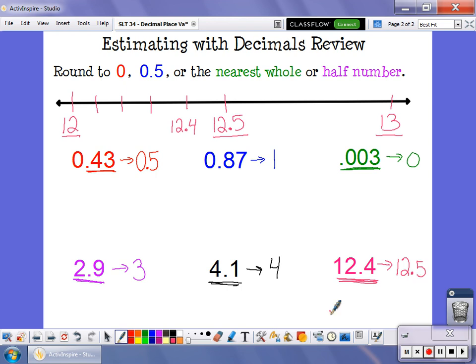Now place value and estimating is going to be really important in our next lesson when we start with our addition and subtraction of decimals. So make sure you really understand this.